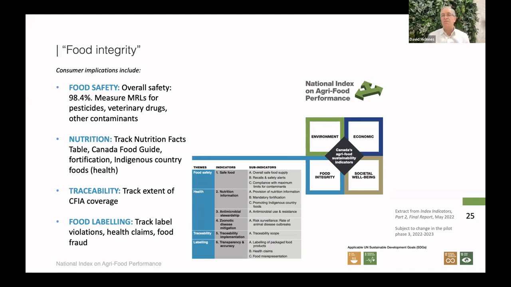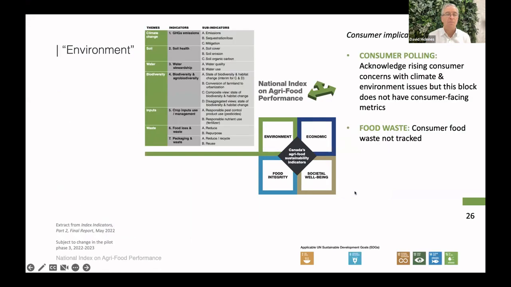And then finally, under the environment, clearly, this is one of the larger blocks. This is the larger block. What we don't do, because this is not consumer facing, is get into tracking, for example, consumer food waste, but we're looking at food waste and loss from production to retail, among some other things. So you can see where our line is around this index and how we're trying to define it. But I wanted to give you just an indication of what was inside it.